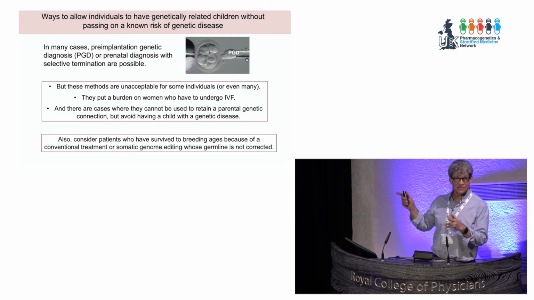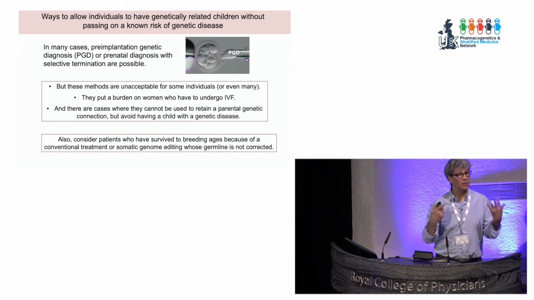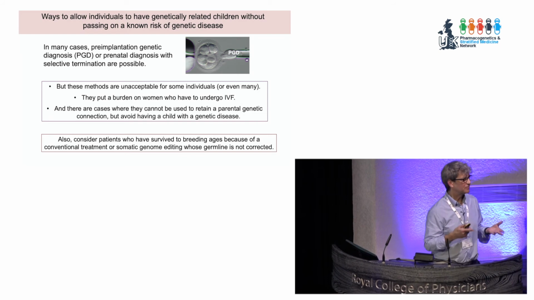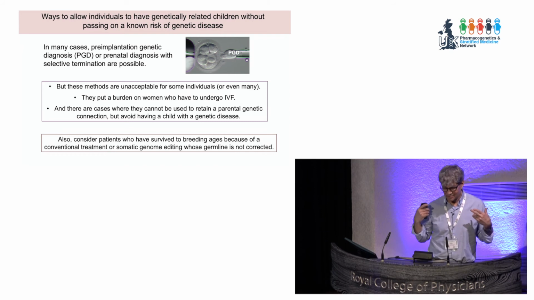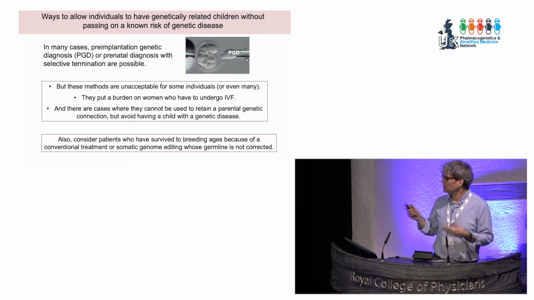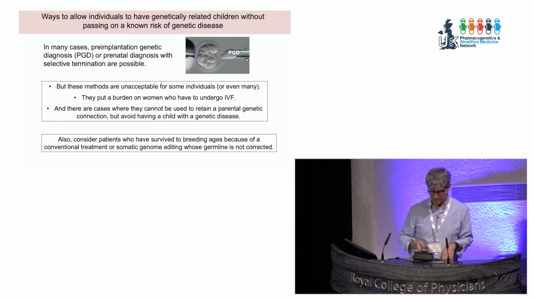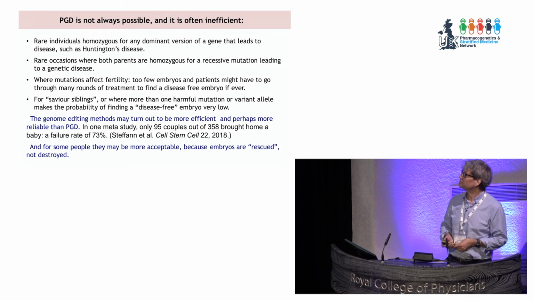I'm going to mention this again, but I want to plant this thought in your heads. Consider patients who survive to breeding ages because conventional treatments or somatic gene therapy has now allowed them to get to reproductive ages and they want children. Are they going to want to have some difficult, maybe somatic gene therapy or other treatment later in life? Do they want their children to have to undergo all these procedures? No, they're going to want to have their germline corrected. So just think about that.